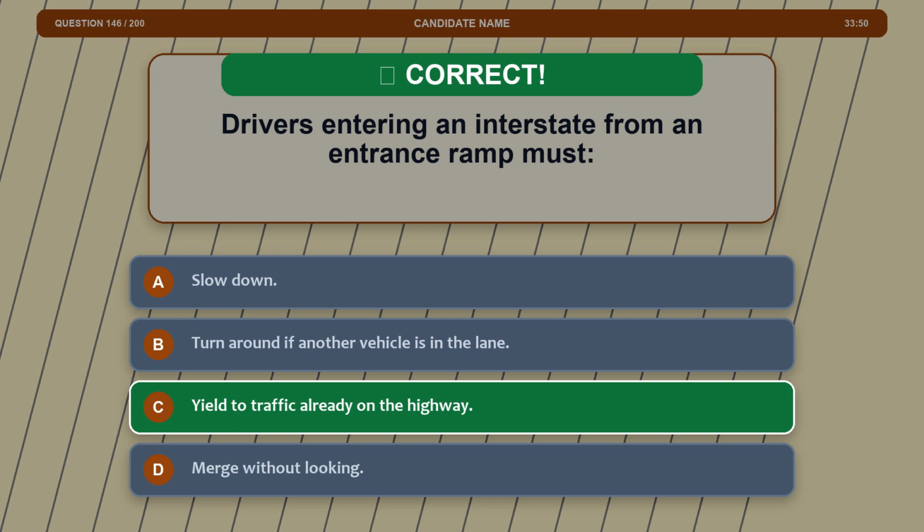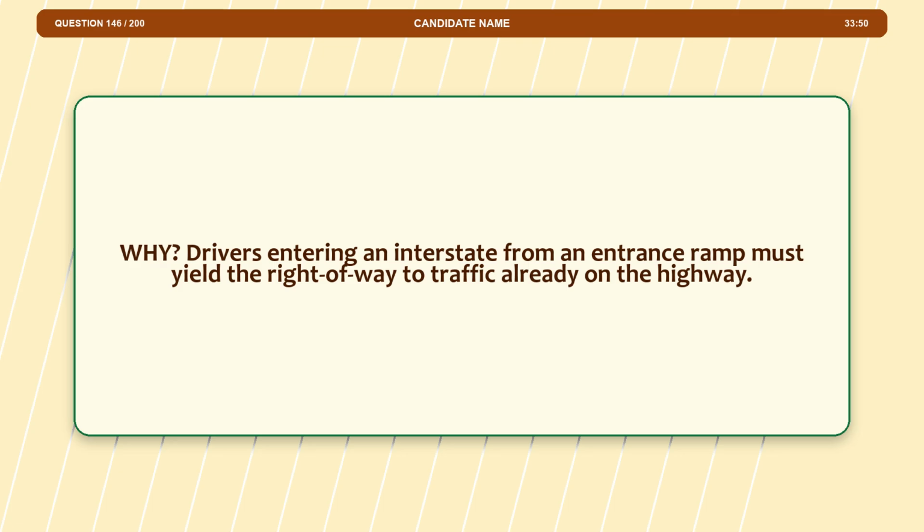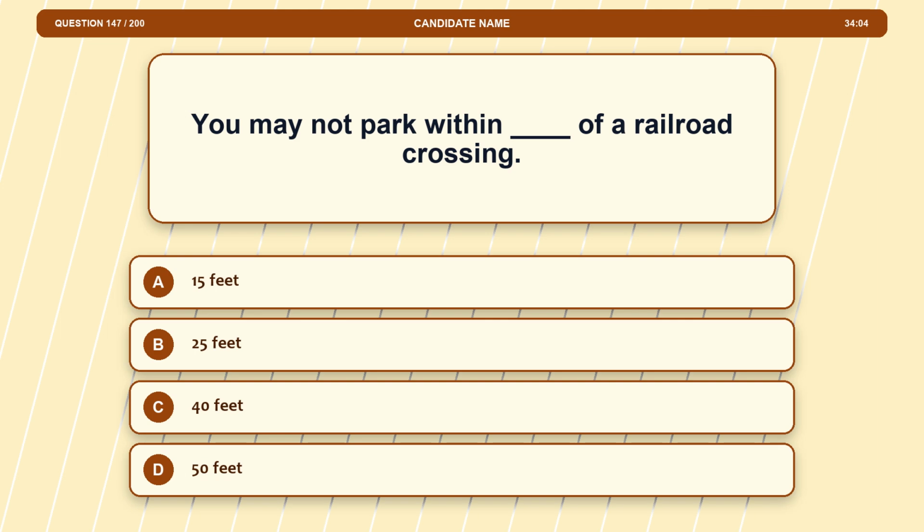The correct answer is option C, yield to traffic already on the highway. Explanation. Drivers entering an interstate from an entrance ramp must yield the right-of-way to traffic already on the highway. Question 147. You may not park within blank of a railroad crossing.